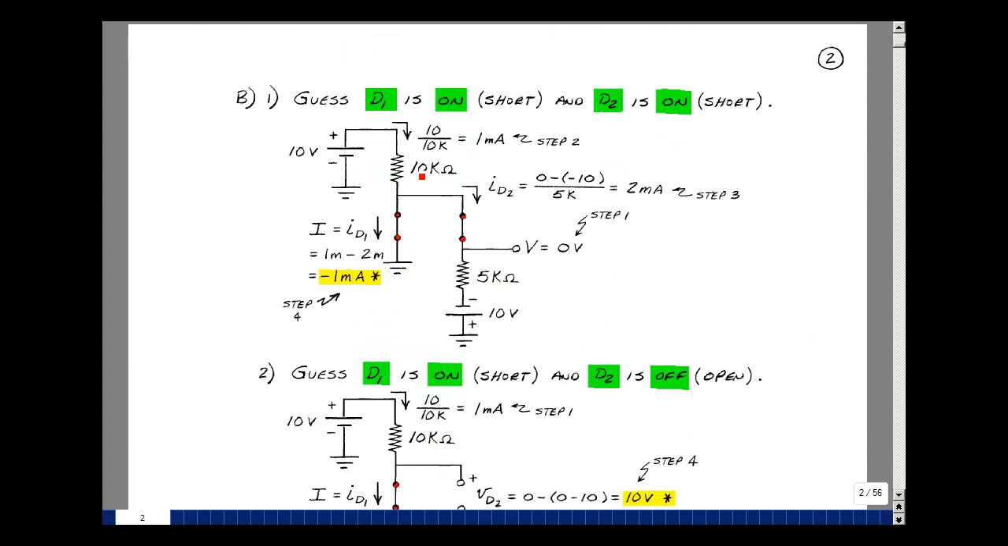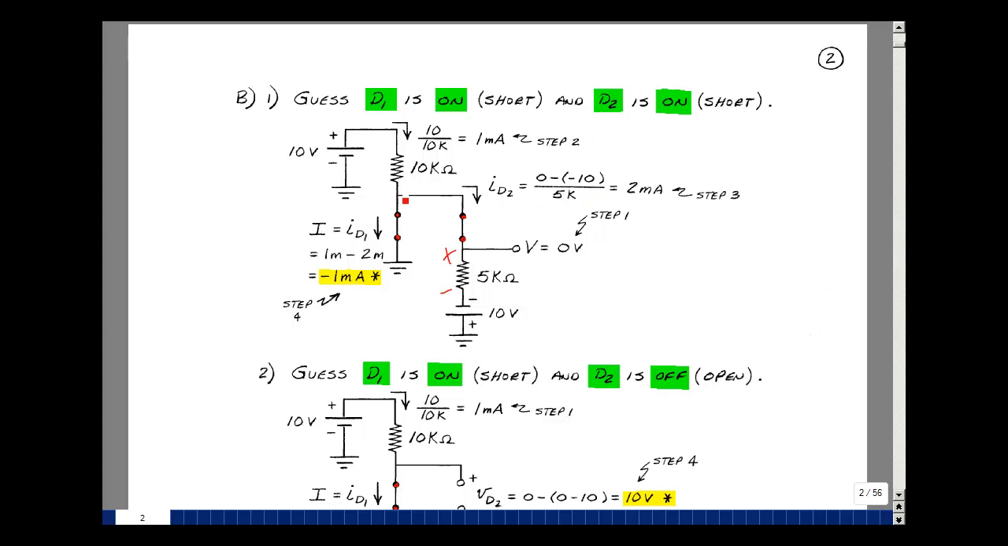Now I have a 10K resistor here and a 5K resistor here. Take the same guesses again. And again, the voltage here is just going to be 0 volts, so that would be our first step. The current in this resistor now, though, is a little different. It's the voltage across it, which is 10 volts minus 0, divided by 10K, that's now 1 milliamp. And the current in this resistor is going to be this node voltage, which is 0, minus this node voltage, which is minus 10. 10 volts over 5K is 2 milliamps.